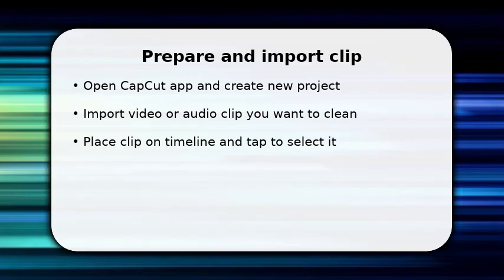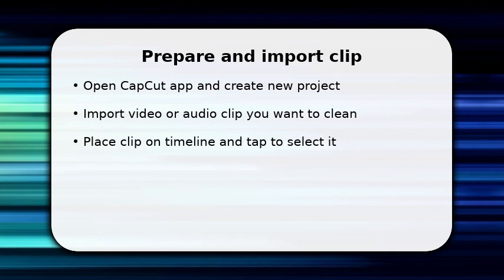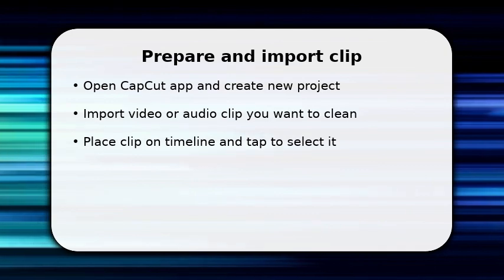Start now by opening CapCut and creating a new project. Import the video with background noise and drop it onto the timeline. You need to select the clip so the audio tools appear. Tap once. Once selected, split any unwanted parts or trim silence so the noise reduction targets the right region.